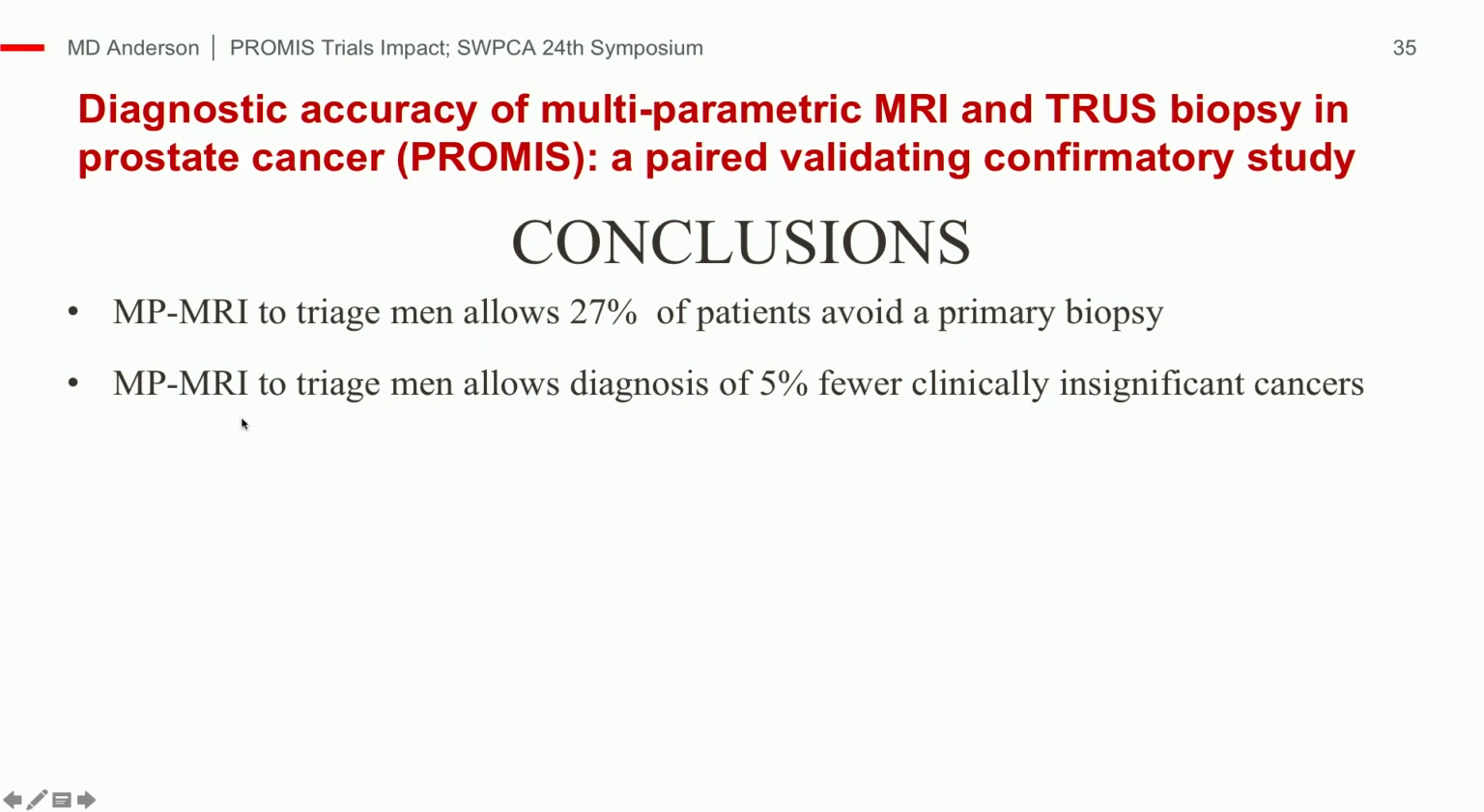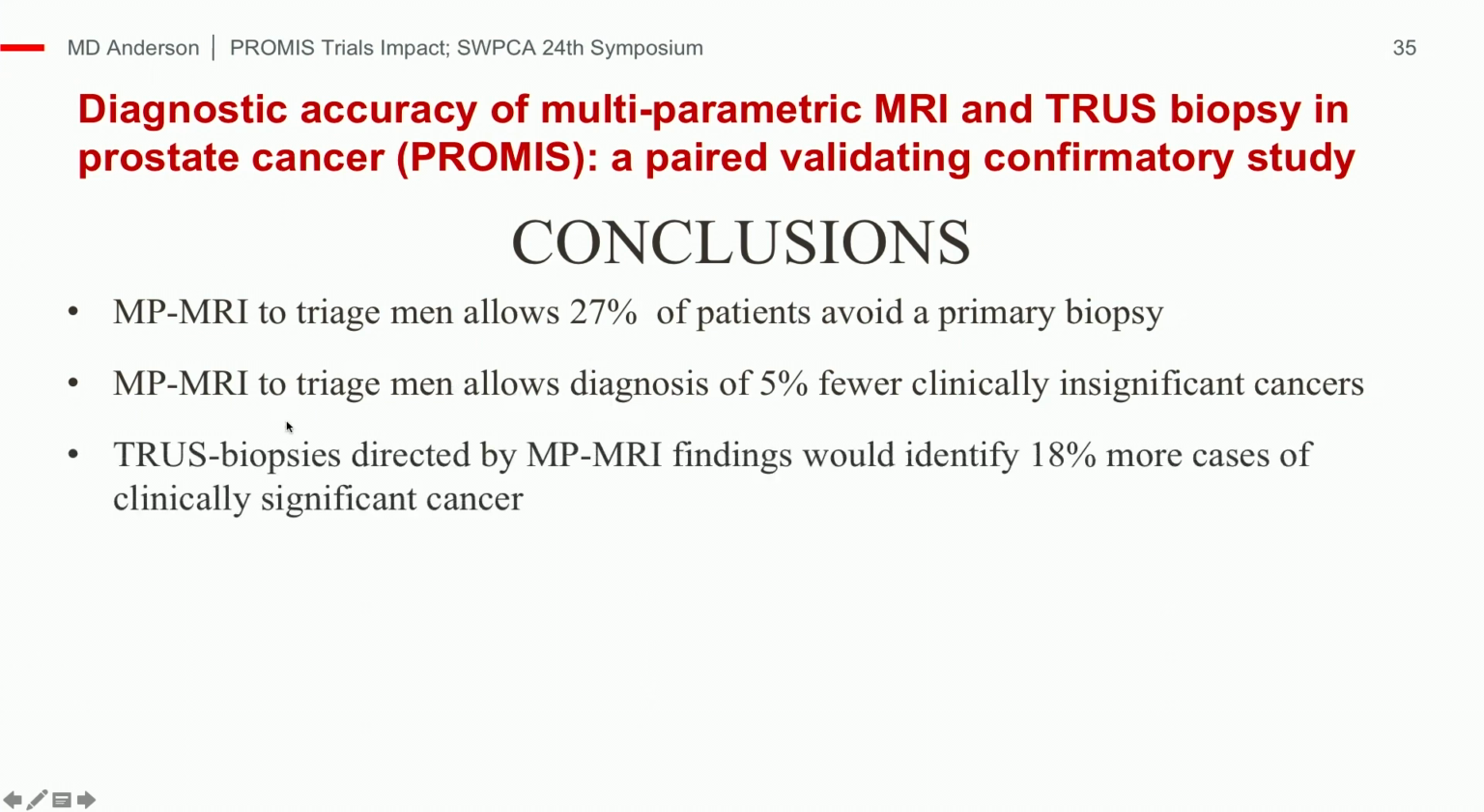It also allowed them to triage men to avoid diagnosing 5% of men with clinically insignificant prostate cancer, and TRUS biopsies directed by multiparametric MRI would identify 18% more cases of high-risk prostate cancer.